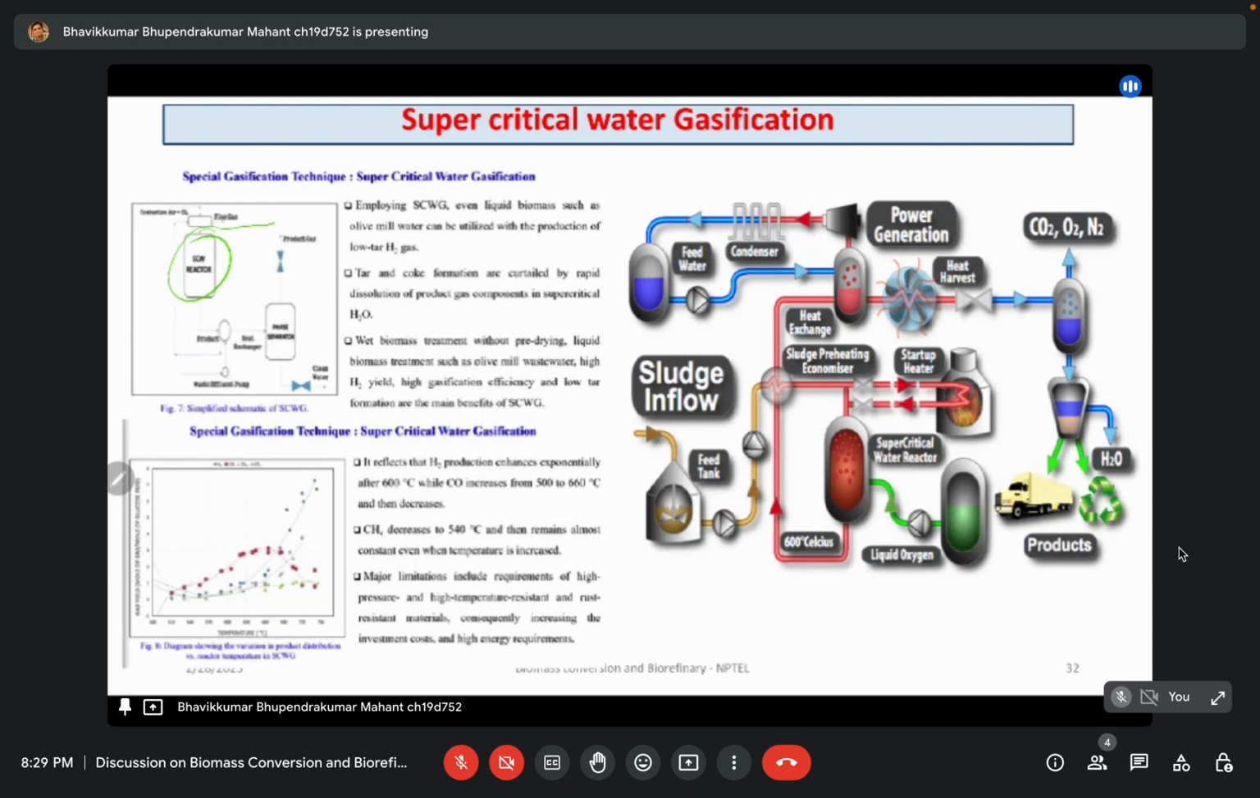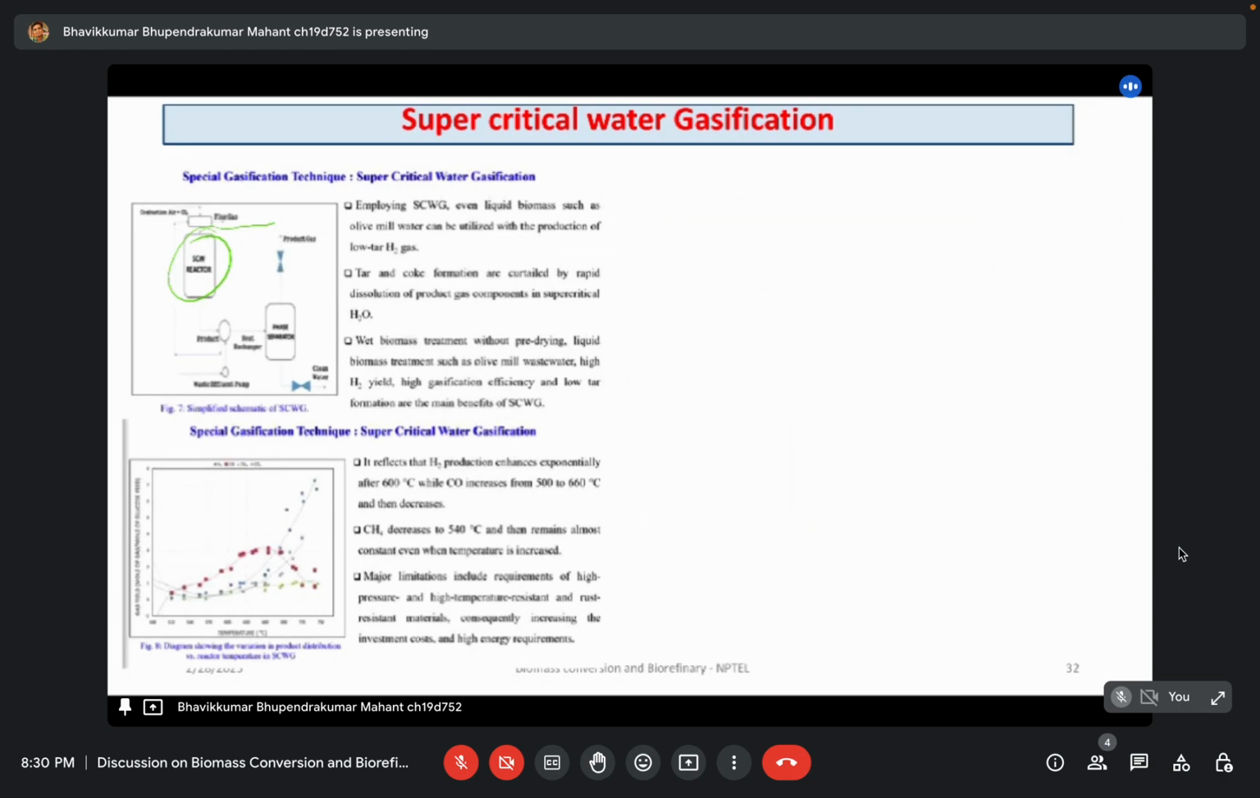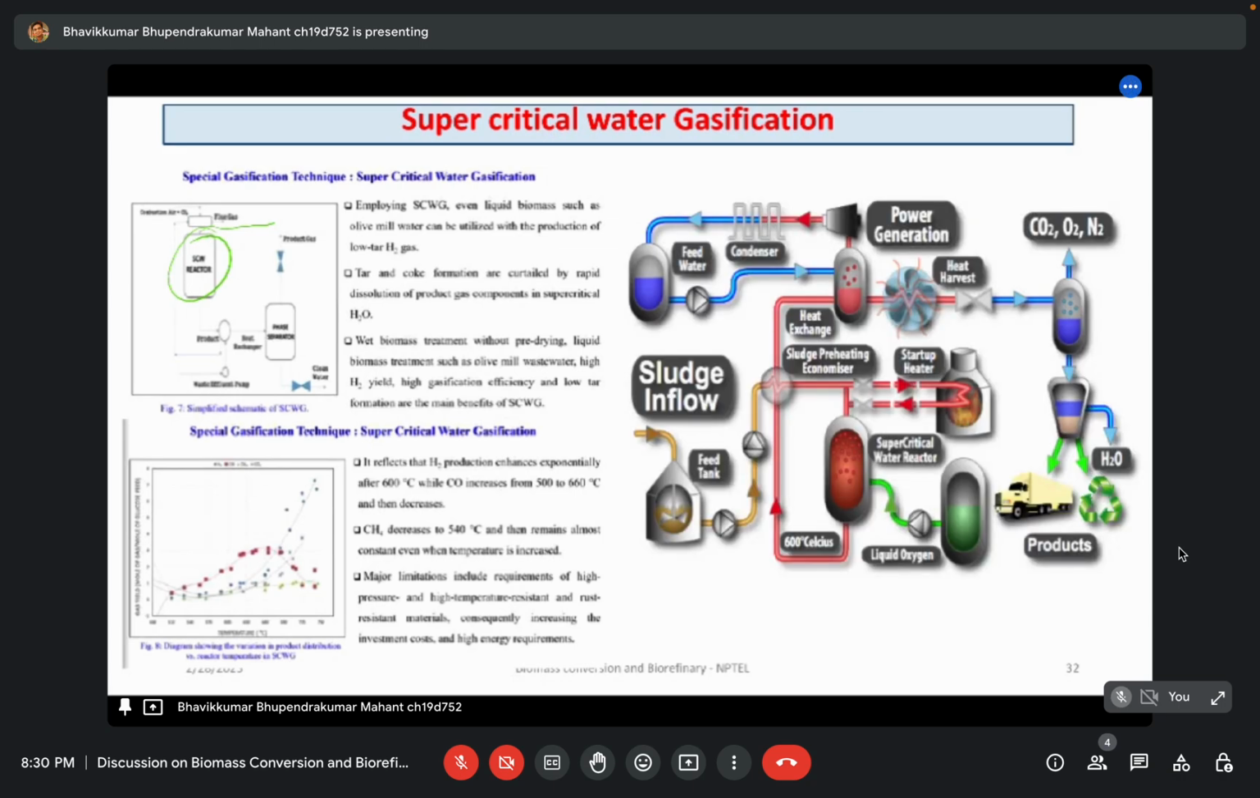So first of all, to understand what supercritical is: supercritical is the state where your compound or material is not present in the liquid state or the vapor state. It is in a particular state which has higher temperature and higher pressure than the supercritical temperature and pressure. So it has the characteristics of both liquid as well as vapor. If you have supercritical water, then it has the characteristics of both liquid and vapor.